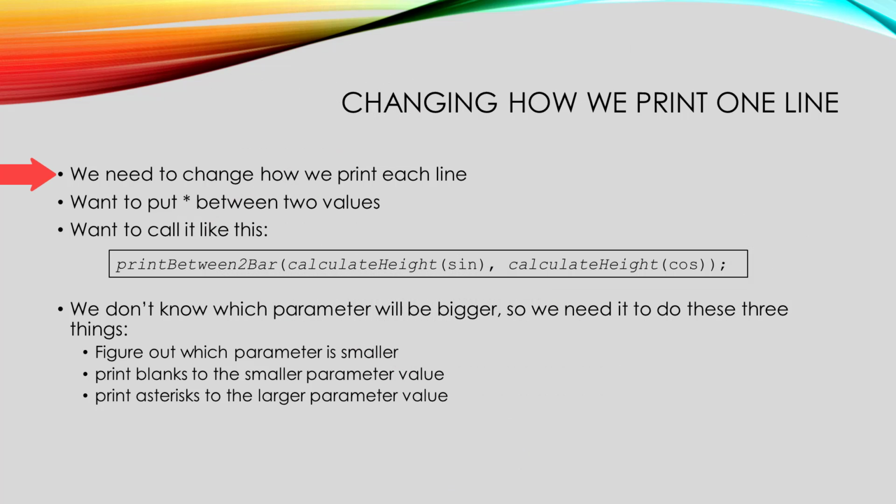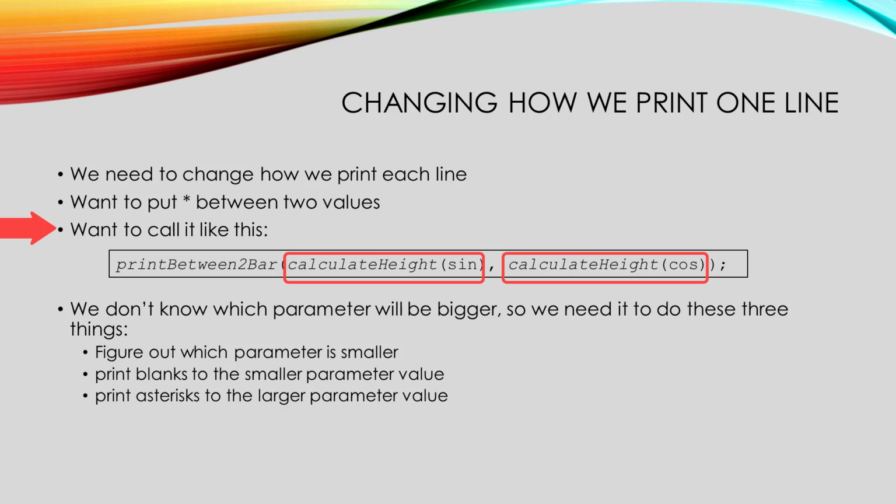In order to do this, we're going to have to change the way we print a line. In the first lab, we built a method named printBar that printed out one line. We're going to have to replace that with a more complicated method to make it color between two values. So, we want a method that takes two heights, measured in the number of spaces, and colors the area between them with asterisks. The variables sine and cos will hold our current sine and cosine values, and we're using the existing calculateHeight method to convert those real values to spaces.